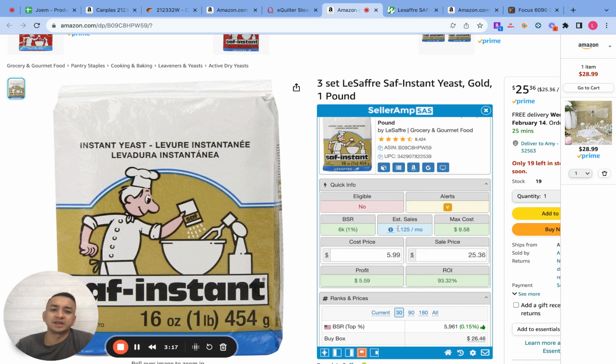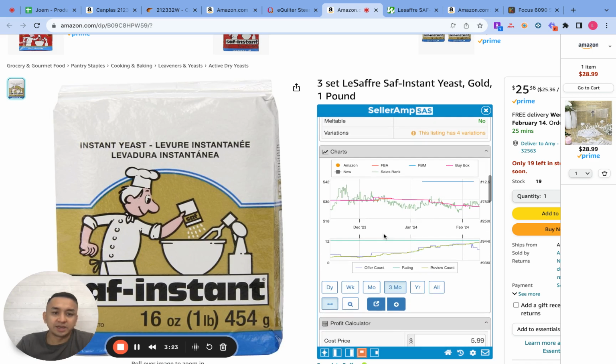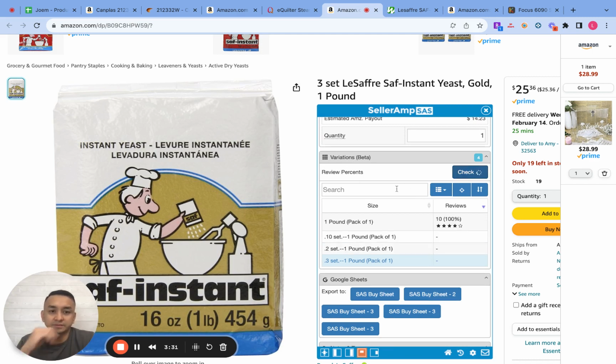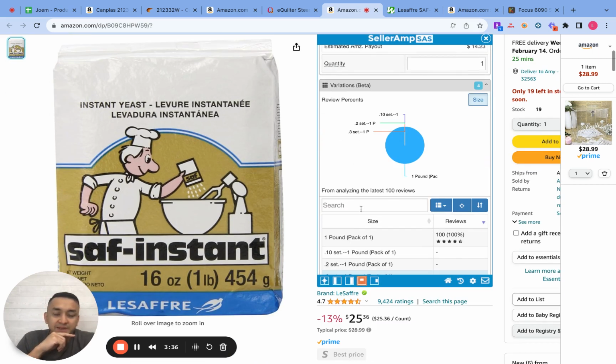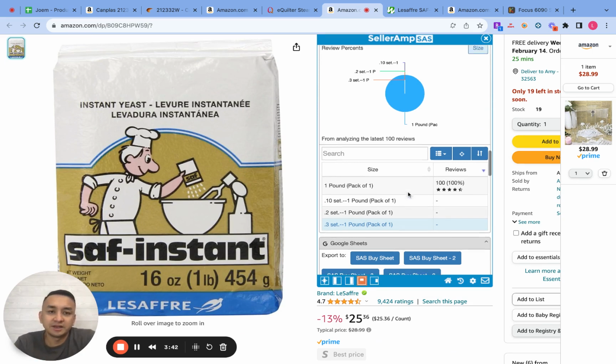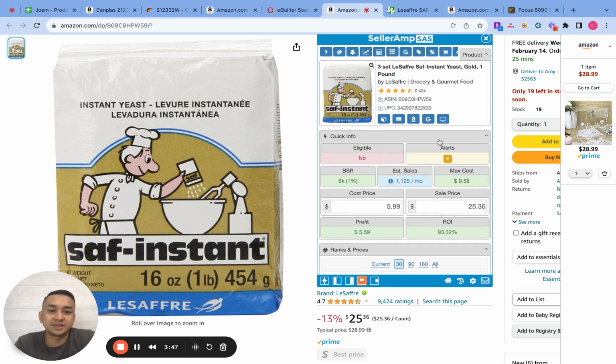So this one is selling at 1,000 sales a month. This one is a variation. So again, I would go down to the variations tab here, pick the variation right there and check it. So the problem with this one is this variation is not really getting any reviews or sales a month. So this whole listing is getting 1,125 sales a month. But then again, this one is a variation, right? So we've got to find the exact sales per month per variation.